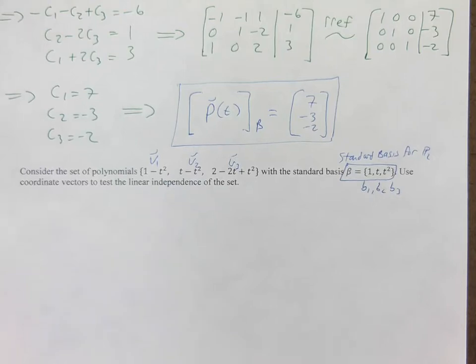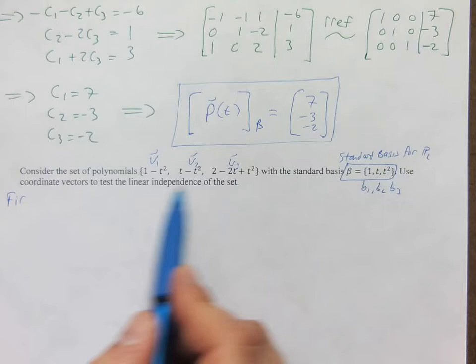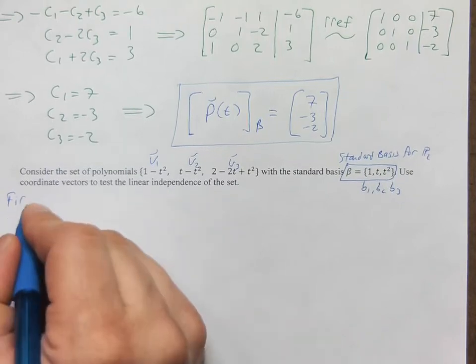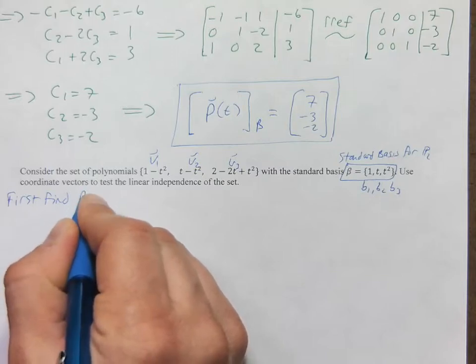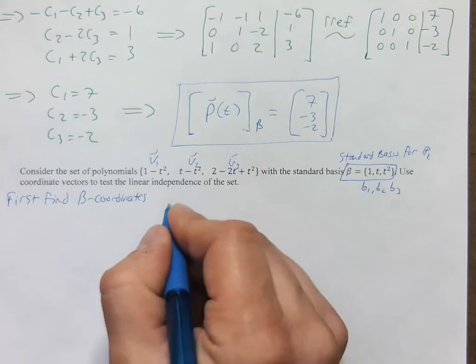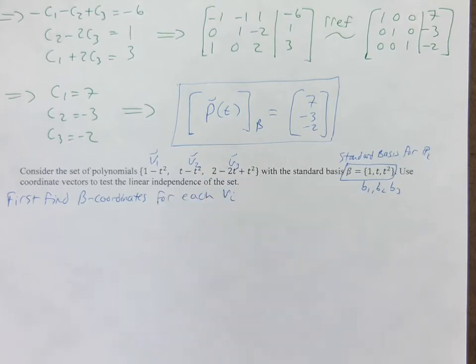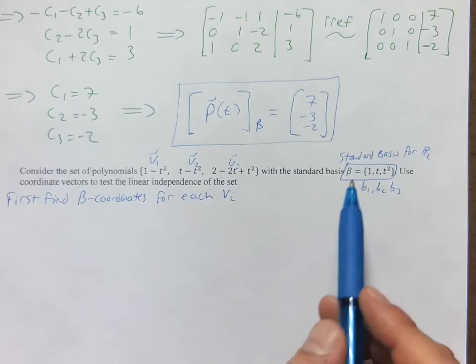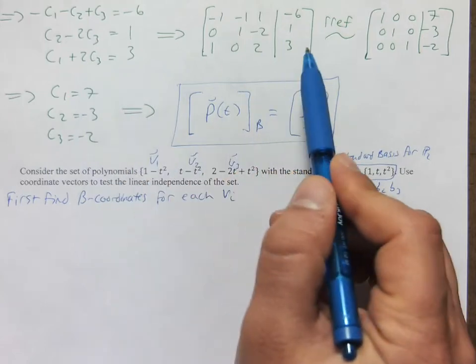And so we're going to find the beta coordinates and then show how you can use the beta coordinates to test for linear independence. So first, find the beta coordinates for each v sub i in that set. And so it's pretty easy using the standard basis. You don't have to do this linear system like we did in the previous example up here.